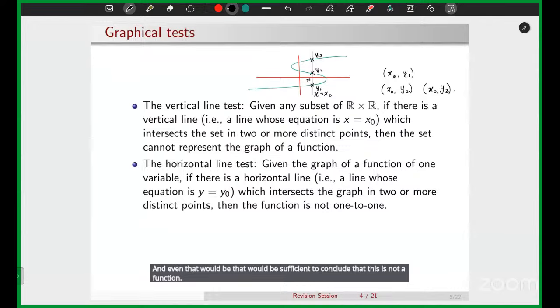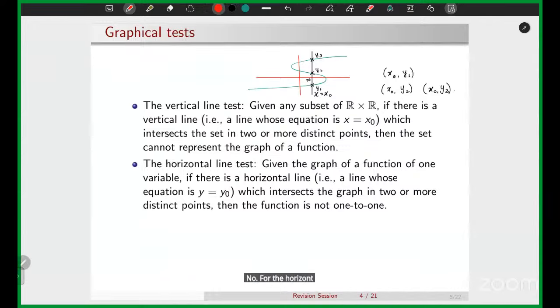Now, for the horizontal line test, let's just take an example. Instead, I'll do something like this. Is this a function, first of all? Yes, sir. And if it is a function, is it a 1-1 function? It's a function, but not 1-to-1.